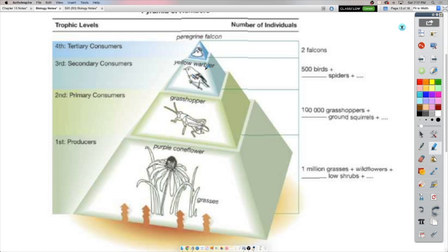And 500 yellow warblers would need to be around to support just 2 peregrine falcons. So this one, you really do just go into the ecosystem, imagine pausing time and counting up every single organism. And it will always look like this.